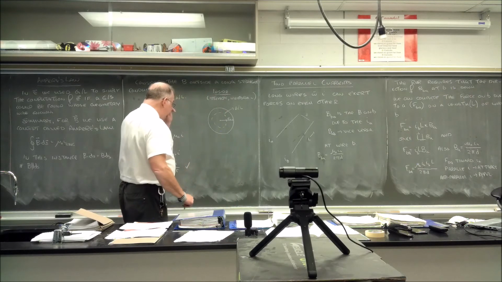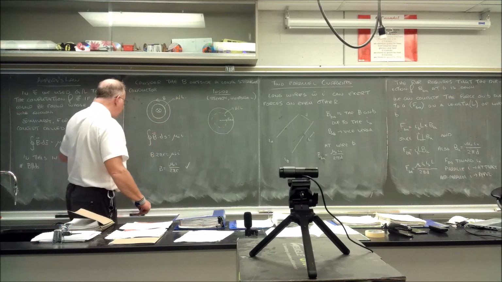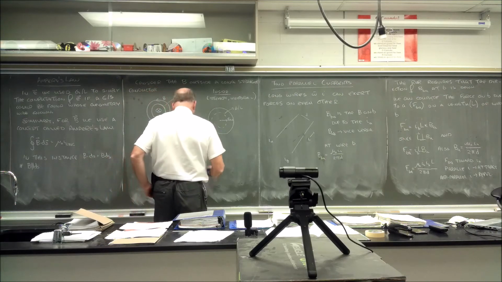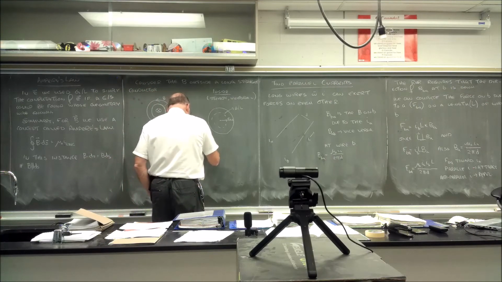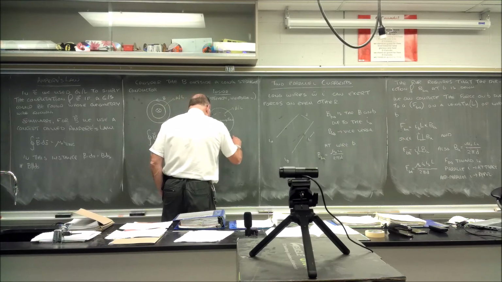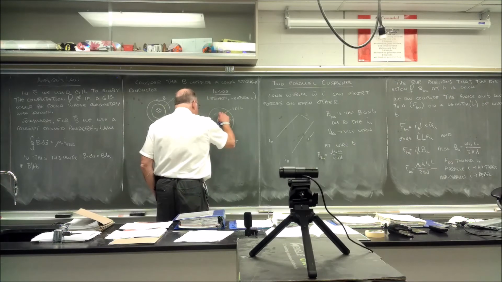We expect the field to circulate yet again. There's no reason why it wouldn't. The Biot-Savart law kind of forces that. So the ring integral of B dot ds is equal to B times 2 pi r, where r is the radius of interest, right?